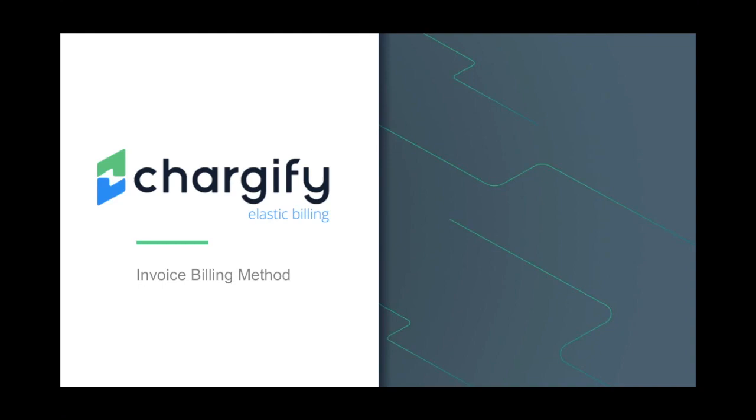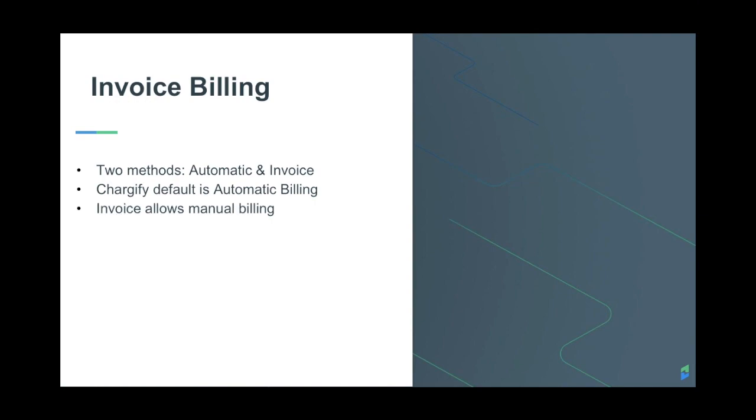In the following video, we'll look at how you can use Chargify's invoicing feature as an alternative to recurring credit card payments. Chargify supports two payment collection methods, automatic and invoice billing. By default, Chargify uses the automatic method and bills your customers' credit cards on each renewal date. Invoice billing allows you to bill your customers manually by sending them an invoice when a payment is due.